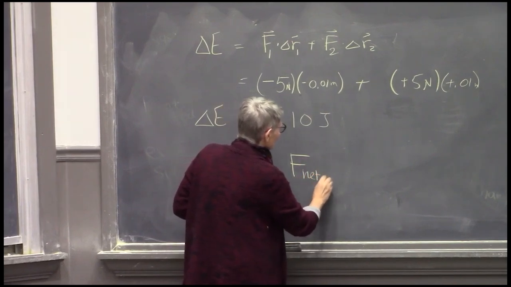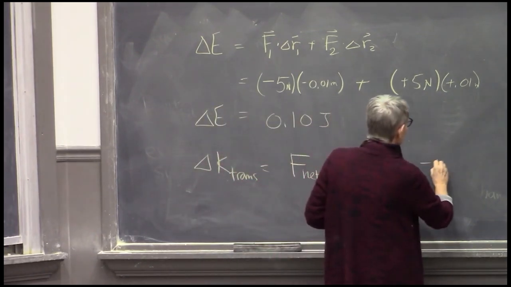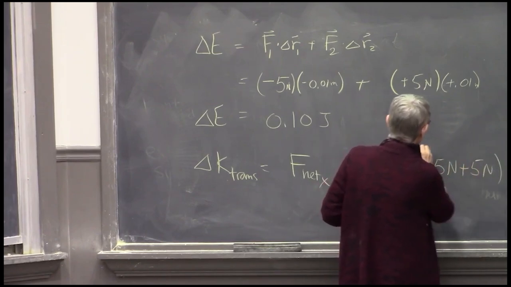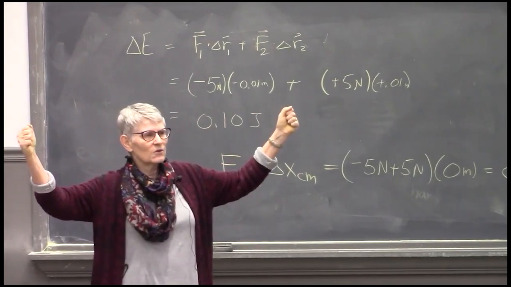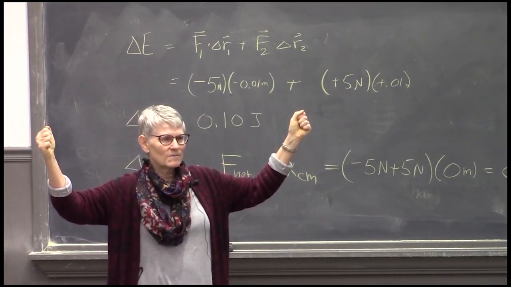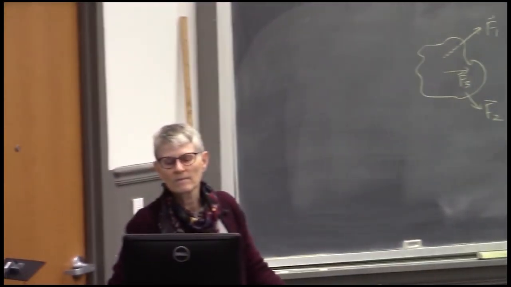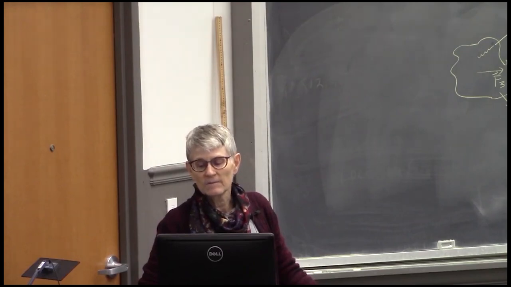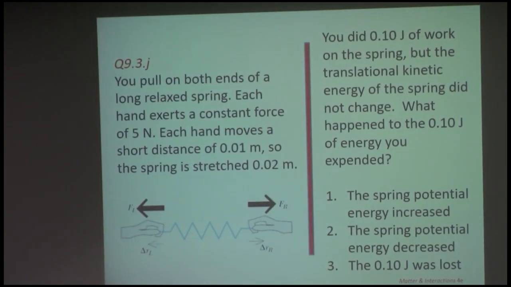So that's going to be F net x times the displacement of the center of mass, which is equal to minus 5 newtons plus 5 newtons times 0 meters, which is 0. So all of your work went into changing the energy of the system and not changing its translational kinetic energy. So where did that work go? Spring potential energy, yes? Okay.